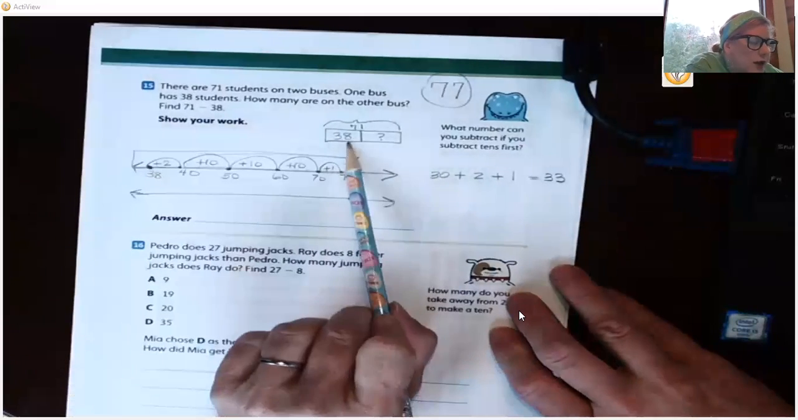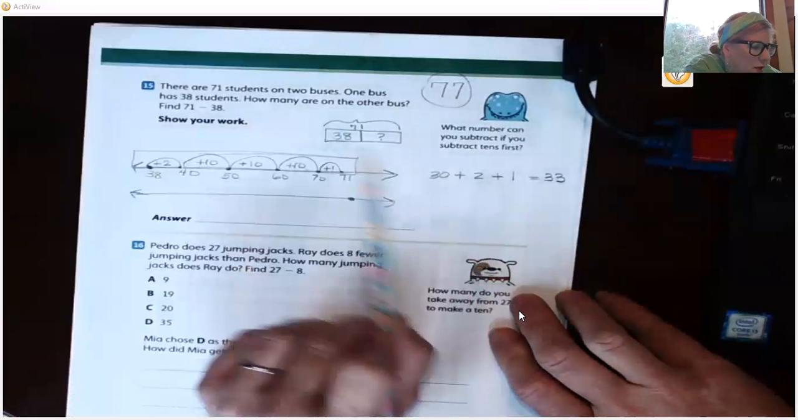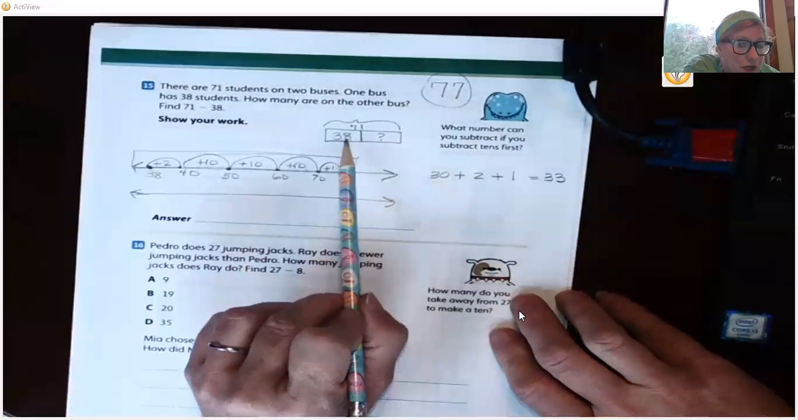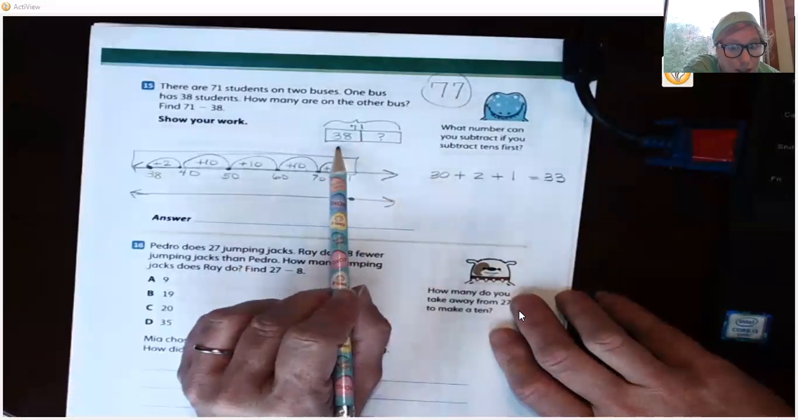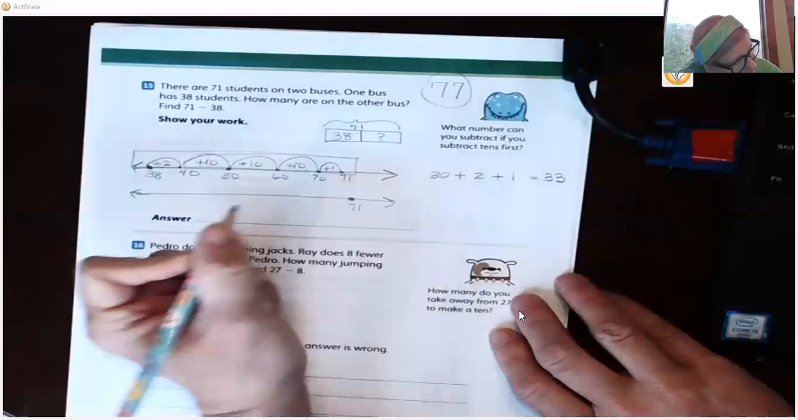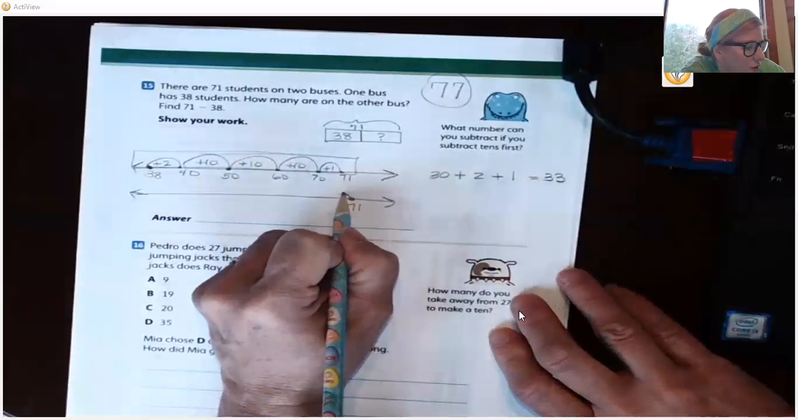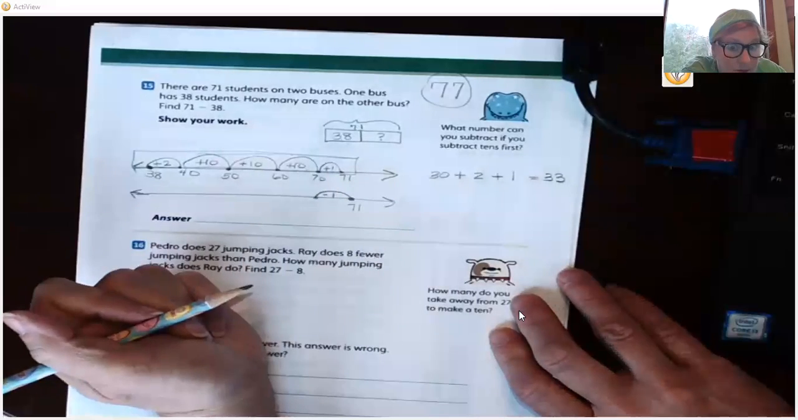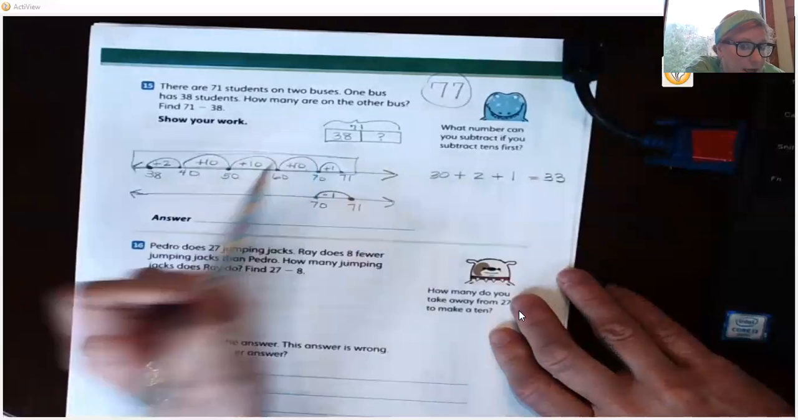Now, when they're talking about subtracting, if you start at 71, we're going to take away the 38. They're about the same number, but because of old school subtraction, you would actually be taking away the 38. I'm going to do it that way rather than count back to 38. So we start at 71. I'm going to go back to the next number that ends in a 5 or a 0. So I'm going to go back 1, and we end up at 70.